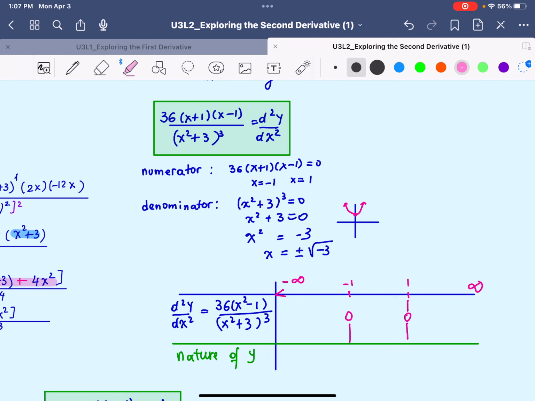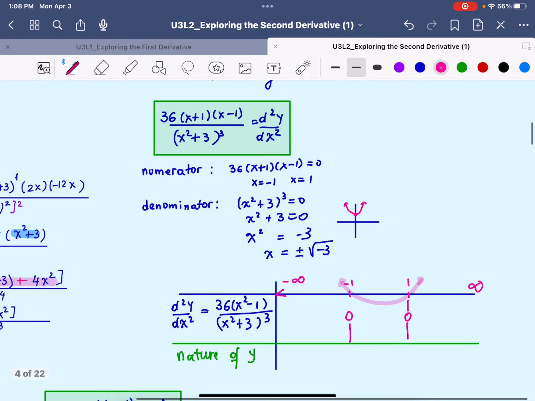So we can actually discuss the sign by simply drawing the graph of x squared minus 1. This would be a parabola that opens up. 36 is a positive coefficient, so it doesn't play a role in changing the sign of the derivative. So that means that the derivative will have negative values between its zeros and positive values outside it. This will make the graph of this function appear to be concave up, concave down, and concave up again.